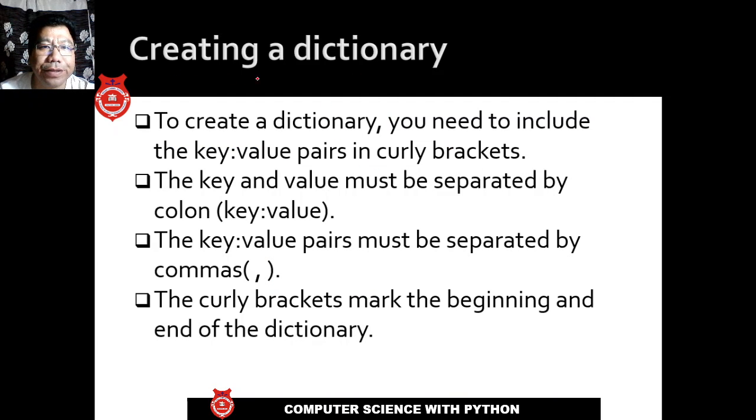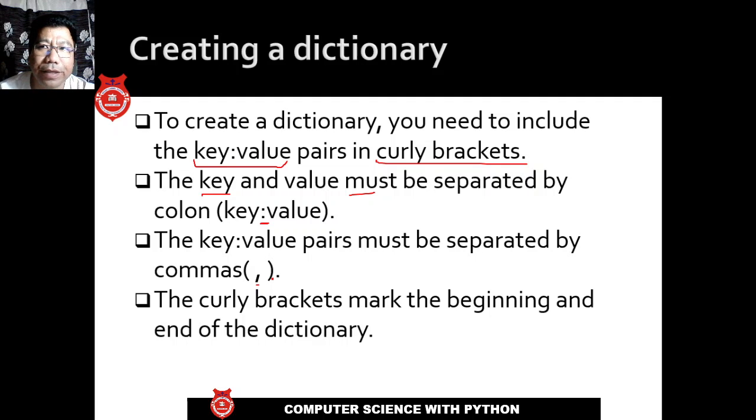How to create a dictionary, that is, creating a dictionary. In order to create a dictionary, you have to specify the key value pairs inside curly brackets. There is no limit on the key value pairs. You can specify as many as you want, and the key and the value must be separated by colon, like this, key and value pairs. And the key value pairs must be separated by comma. Please don't confuse this colon and comma. The use of colon and comma is different.